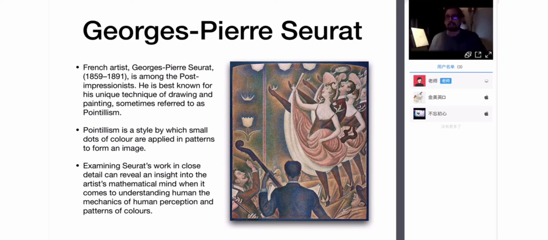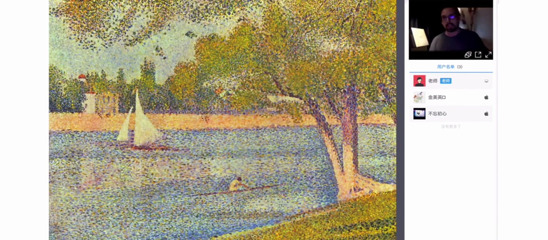Okay, Seurat, a different kind of painter, not doing what Cezanne was doing. Best known for his technique of drawing and painting referred to as Pointillism, a style by which small dots of color are applied rather than short brushstrokes. Small dots, like the way a dot matrix printer would print, except you did it by hand. If we look at it in close detail, we can see this would have taken a very long time to produce.